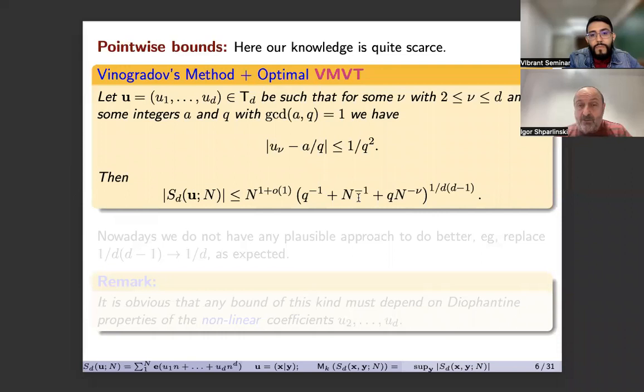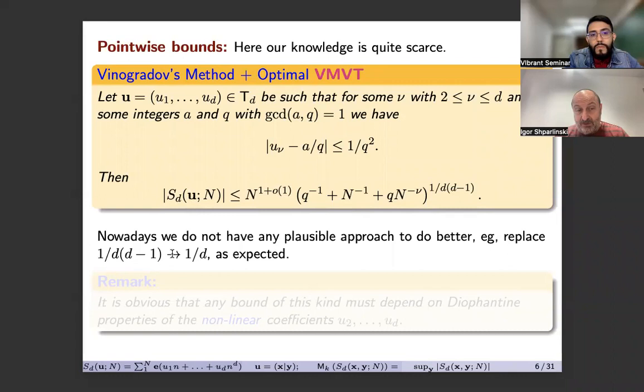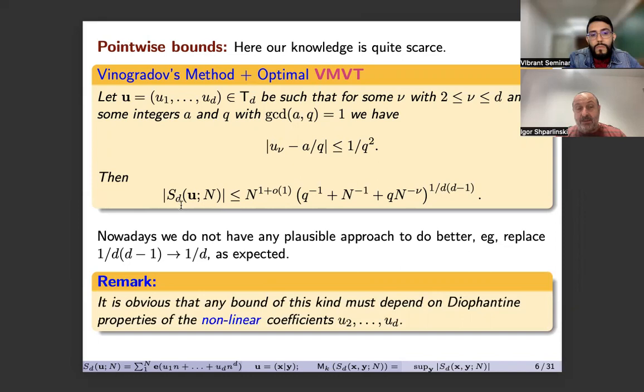And unfortunately, we have no feasible approaches to improve on Vinogradov's method and improve this bound. So despite that we have an optimal version of the Vinogradov's mean value theorem, individual bounds are not that good. And in fact, we expect that this exponent outside can be reduced to 1 over d, but we don't know how to do it. And it's also obvious that any result of this type, any non-trivial estimate on S sub d of u, should depend on Diophantine approximations to nonlinear coefficients u2 through ud. For example, if they're all integer numbers, then it's clear that you won't get anything. So it's kind of natural to expect that a condition of this type will be necessary.